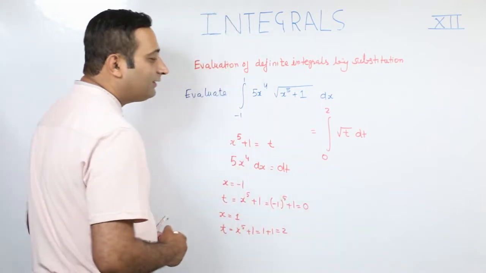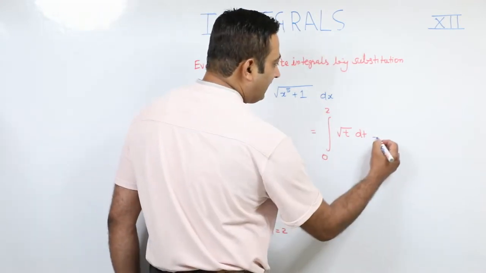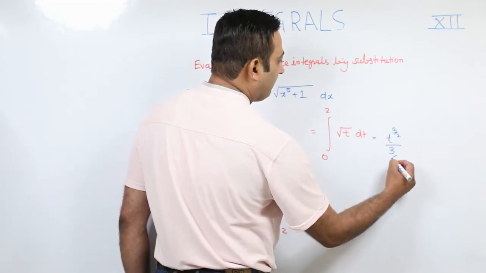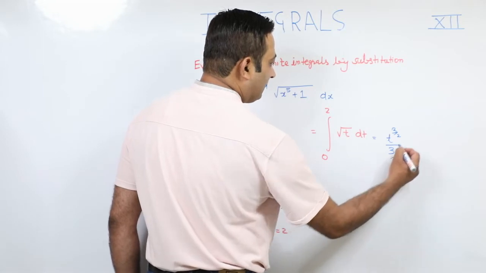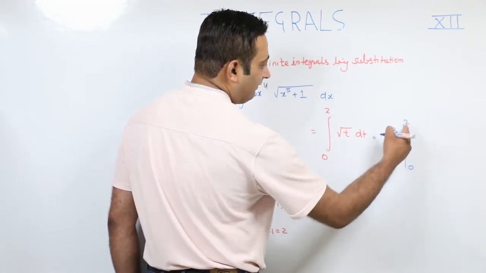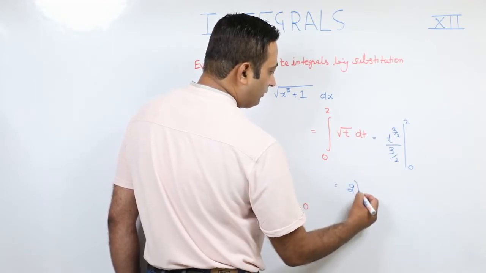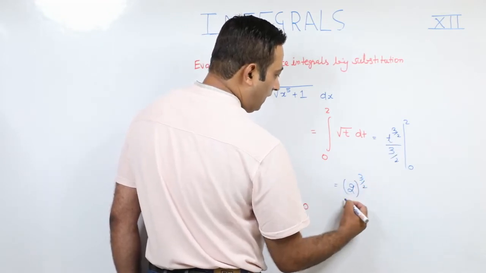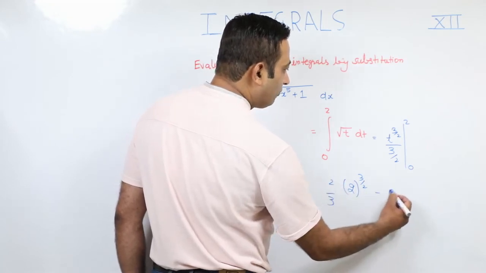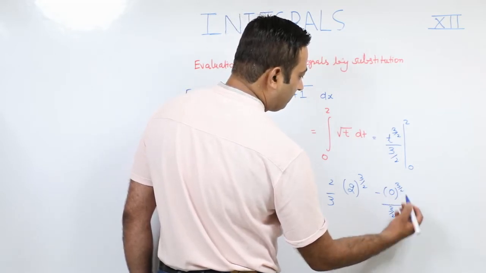So now we can apply the antiderivative to root t, that will be t raised to the power 3 by 2 upon 3 by 2, and we'll apply the fundamental theorem of integrals. We'll put the value 2 here, that would be 2 raised to the power 3 by 2 upon 3 by 2, which is equal to 2 by 3, minus 0 raised to the power 3 by 2 upon 3 by 2, that would be 0.